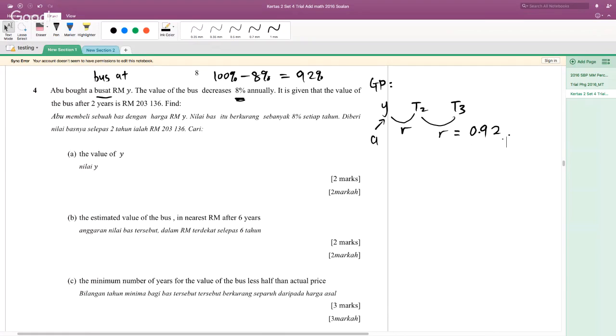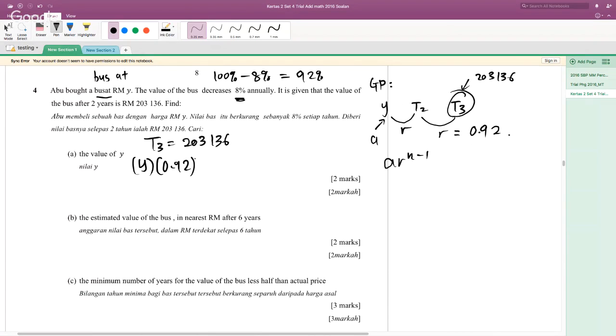So what I will do here is, since I know after 2 years the price is 203,136, I will say T3 equals 203,136. So I will use the formula for Tn, which is AR^(n-1). A is y, R is 0.92, and then 3 minus 1, which is 2, equals 203,136. So y should equal 203,136 divided by 0.92 to the power of 2. So you will get 240000. Okay, so this is the price for the first year, I mean the first time you buy it.